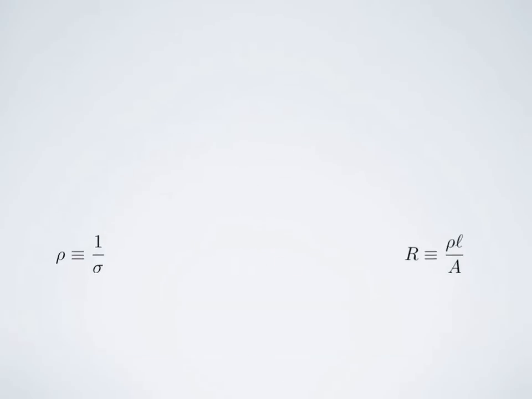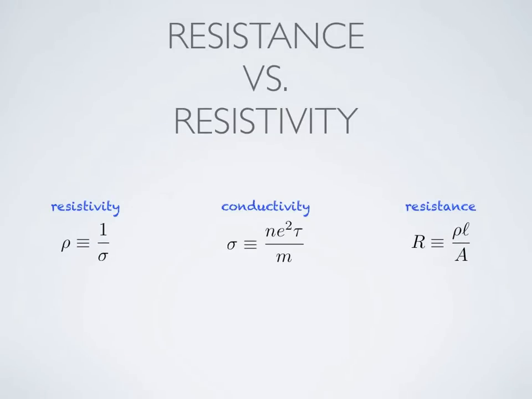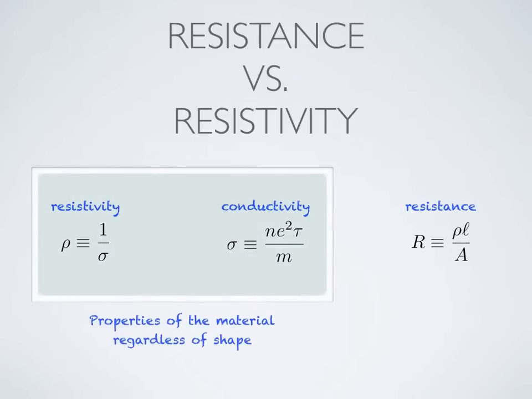Now let me be clear about something here. Resistance and resistivity are two different things. Now conductivity, as we derived, was n e squared tau over m. It's related to the properties of the actual material, and resistivity is just the reciprocal of that. So conductivity and resistivity are properties of the copper. It doesn't matter what shape I put it into. It is something that is what it is for copper or for aluminum or for glass or whatever I may be working with.